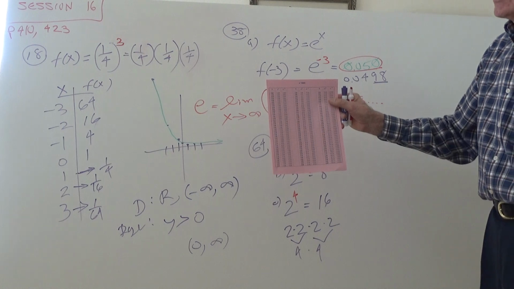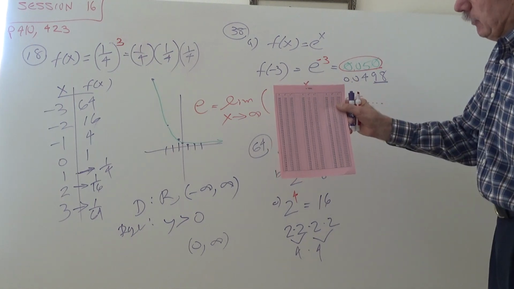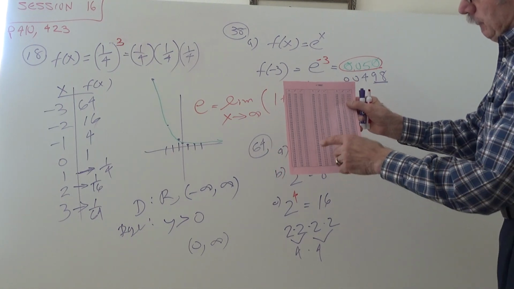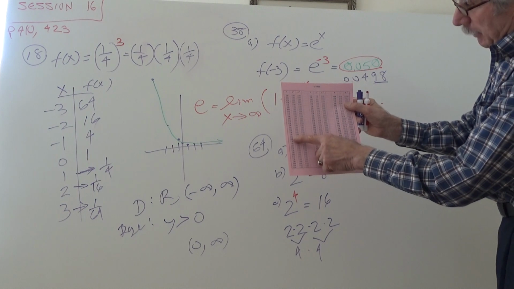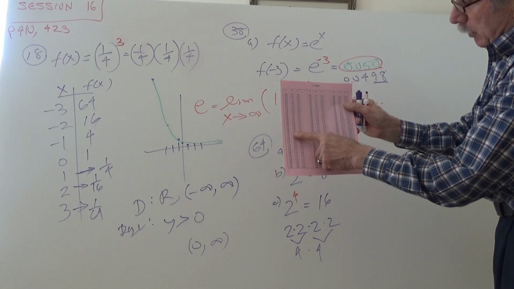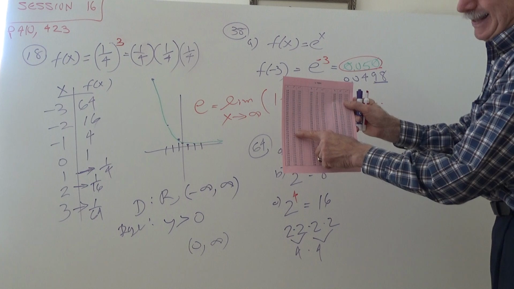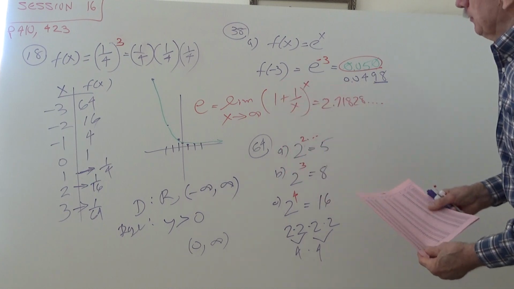So both of those tables are very nice for us, both e to the x and e to the -x. For example, if you look at e to the 1, right by where my finger is here, e to the 1.0, you're going to see 2.718. And that number comes from this.